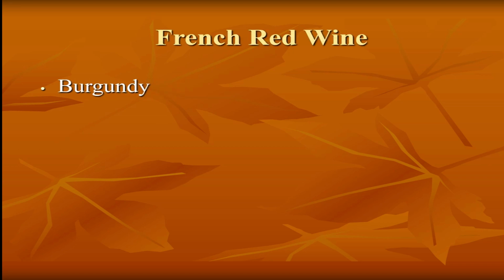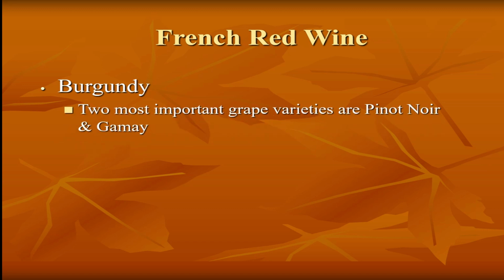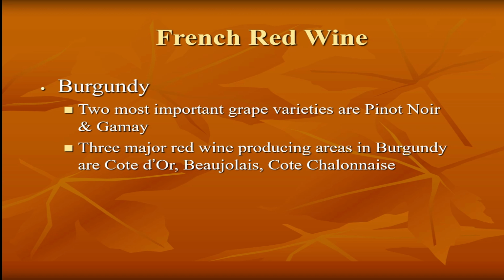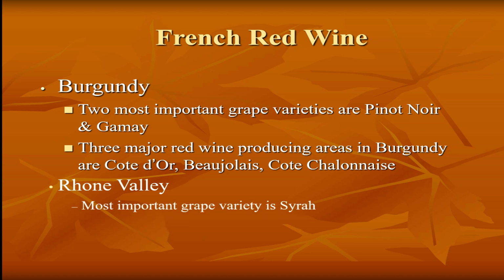Burgundy. Two most important grape varieties are Pinot Noir and Gamay. Three major red wine producing areas in Burgundy are Côte d'Or, Beaujolais, Côte Chalonnaise. Rhône Valley. Most important grape variety is Syrah. Most famous producer is Châteauneuf-du-Pape.